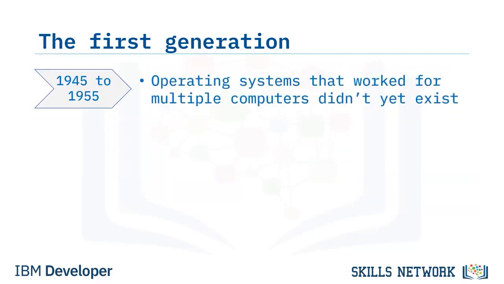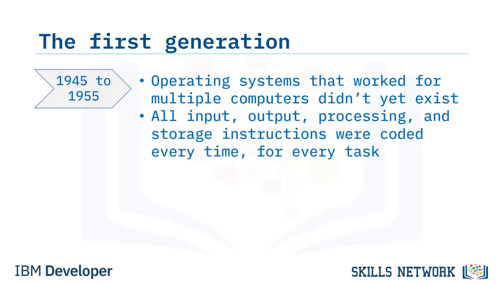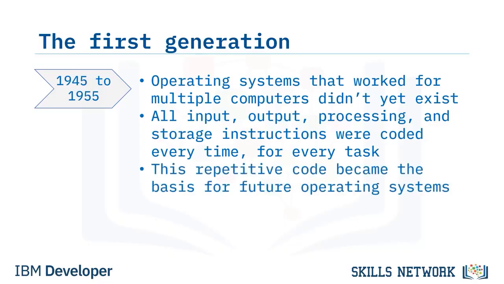During the first generation of modern computing, from 1945 to 1955, operating systems that worked for multiple computers did not yet exist. Each computer's parameters were uniquely created for every job or task using machine language. However, some of the code developed during this era became the basis for future operating systems.